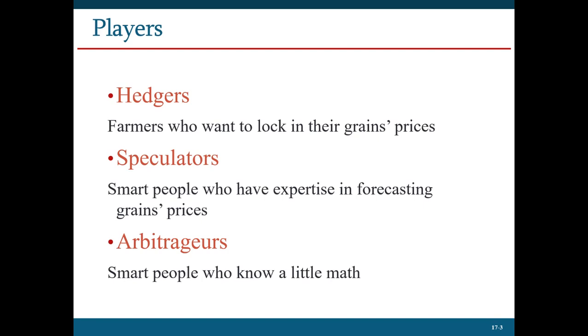And the last type of player on the market is arbitrators. Arbitrators know a little math, and they can figure out if a certain futures contract is mispriced or not. If somehow they can find a future price is not equal to the theoretical price they calculate, then they can take arbitrage action, take long short positions into different securities, but with the same underlying assets. They can get a risk-free return. They can get a risk-free money.